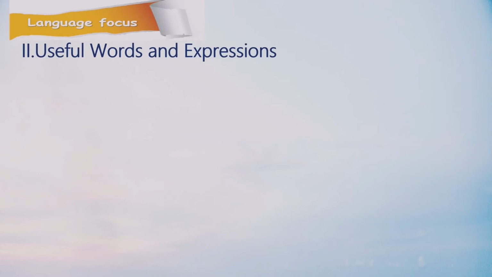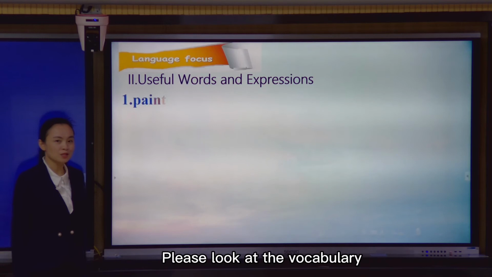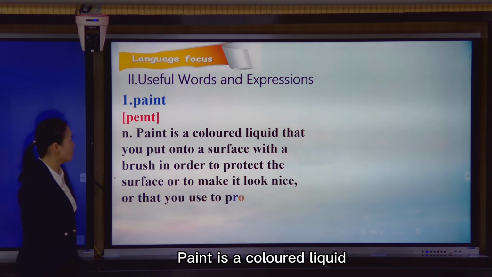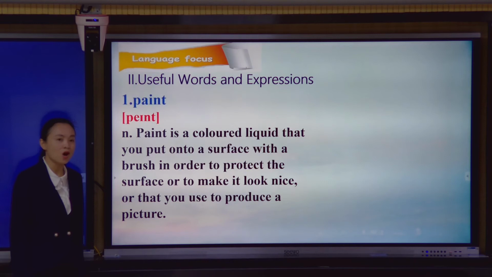Now let's learn these words one by one. Please look at the vocabulary. The first one is paint. Paint is a colored liquid that you put on a surface with a brush in order to protect the surface or to make it look nice, or that you use to produce a picture.